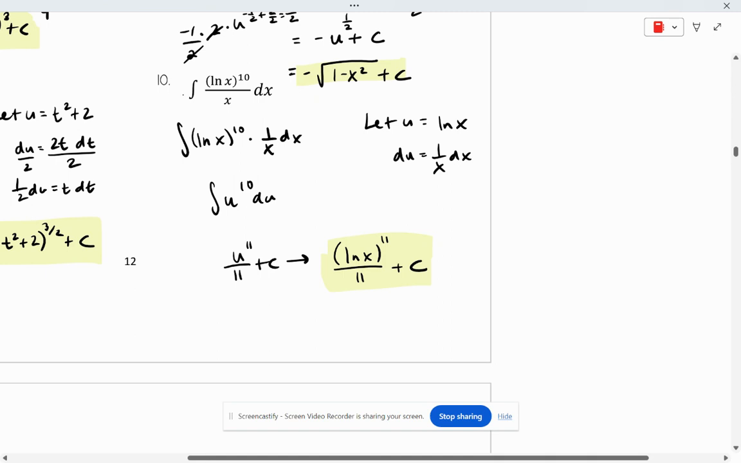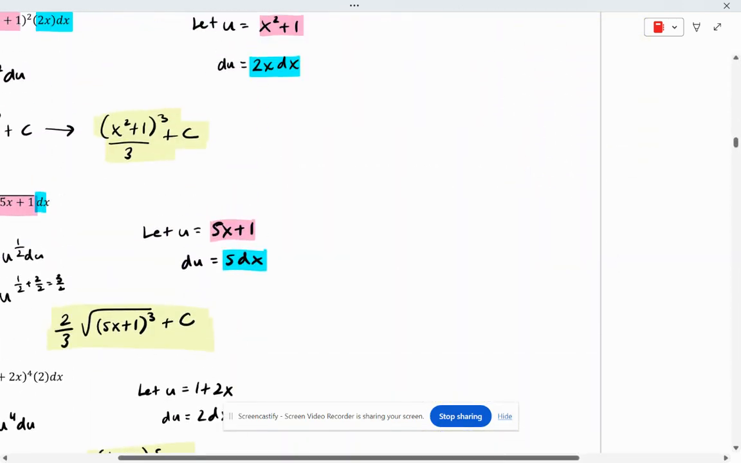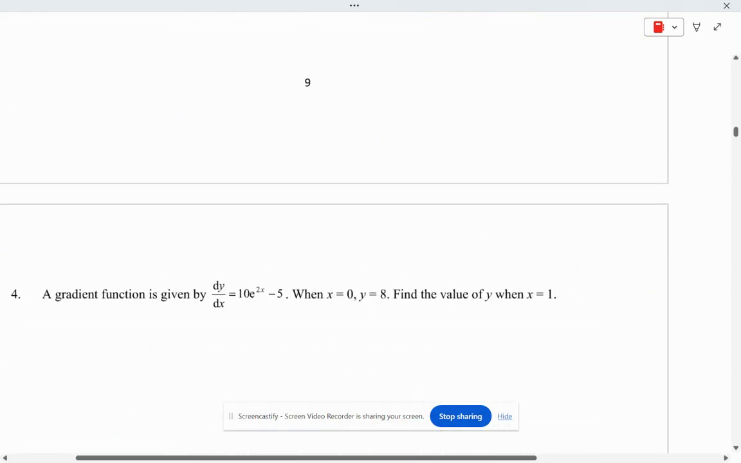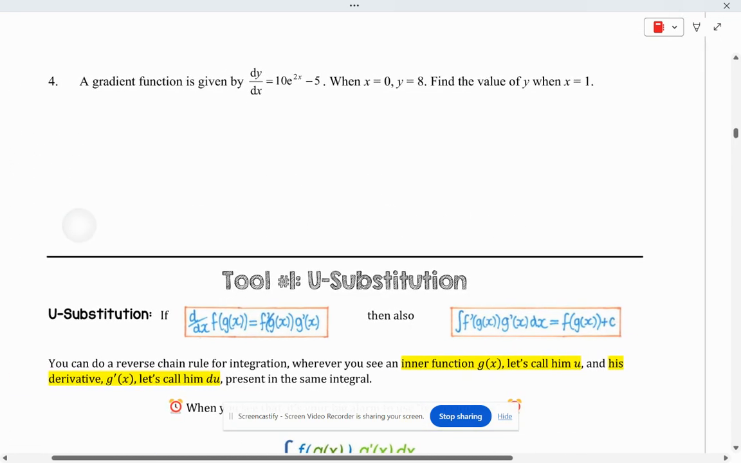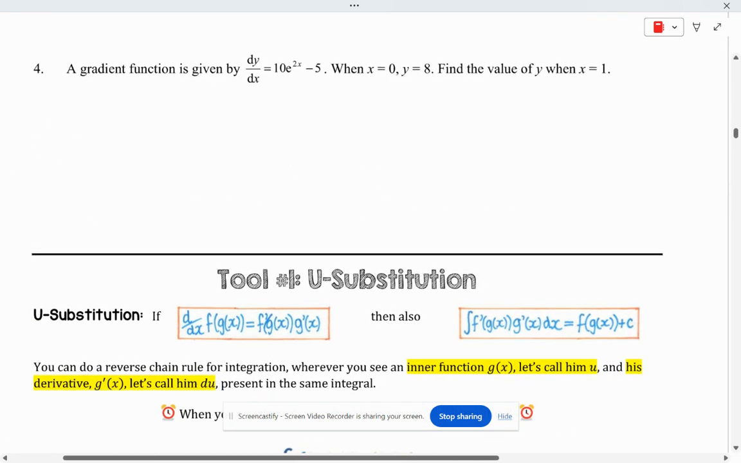All right, so now let's try one of the harder word problems from the beginning. Let's warm up with 4, and then we'll try 3. So go back to page 10, and we're going to do number 4. It says a gradient function is given by dy dx equals 10e to the 2x minus 5. When x equals 0, y equals 8, find the value of y when x equals 1.